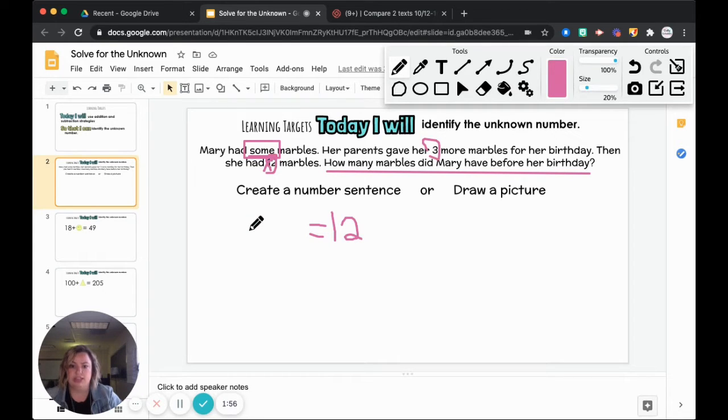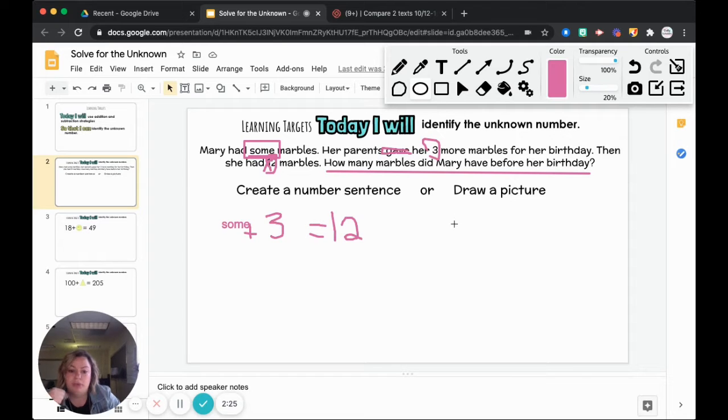I used 12, I crossed out. Her parents gave her 3 more. Gave tells me I'm going to add, and they gave her 3 more. So right here, this is sum, right? I don't know, so I got to figure it out. I don't know what number goes there. All right, I know it can't just be sum. A number has to go there. So I'm going to use a picture to help me solve that.